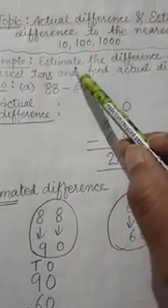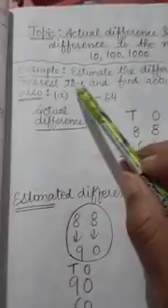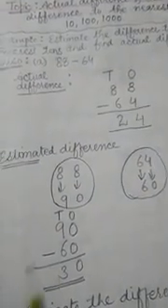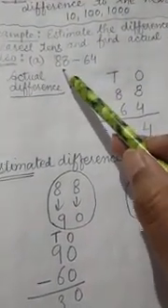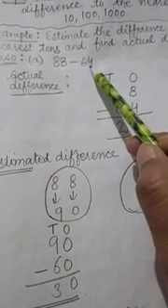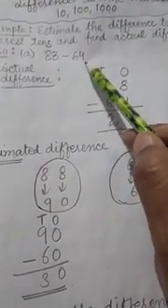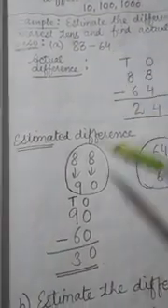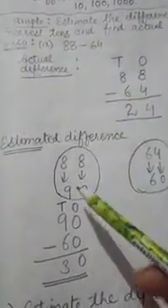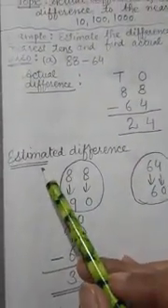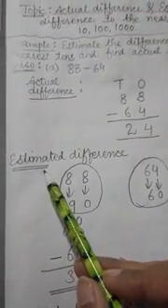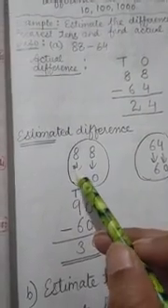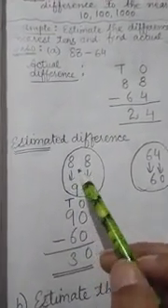Now next is how to find out estimated difference to the nearest tens. To find out the estimated difference to the nearest tens, firstly we will round off these two numbers to the nearest tens. After that we will subtract them and we will get the estimated difference. See how to do it. First number is 88. As in the previous videos I have also told you how to estimate the numbers to the nearest tens.